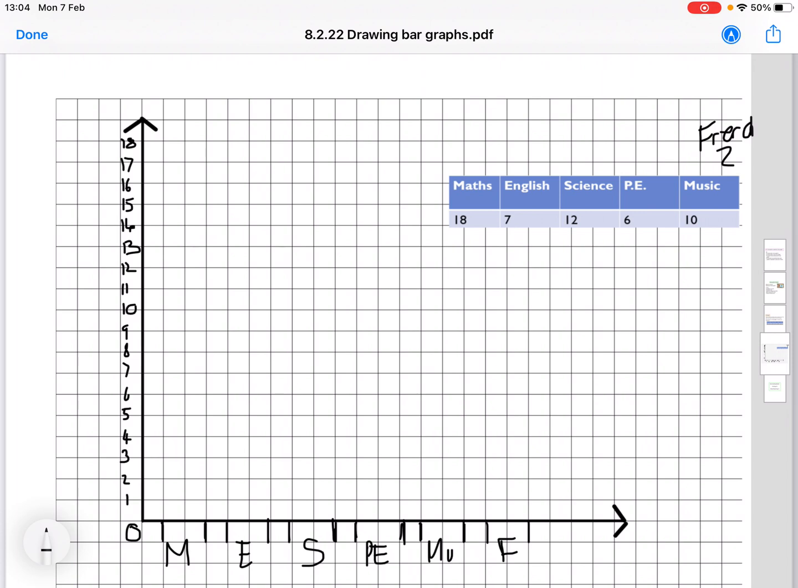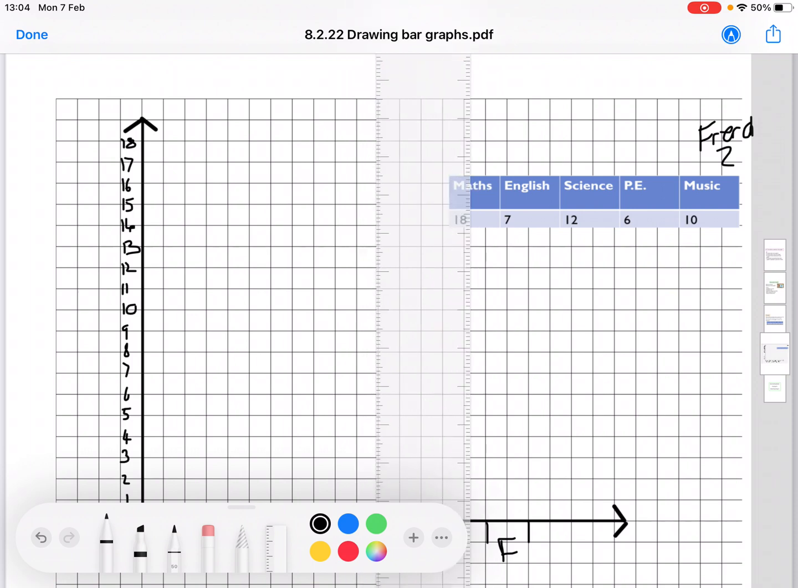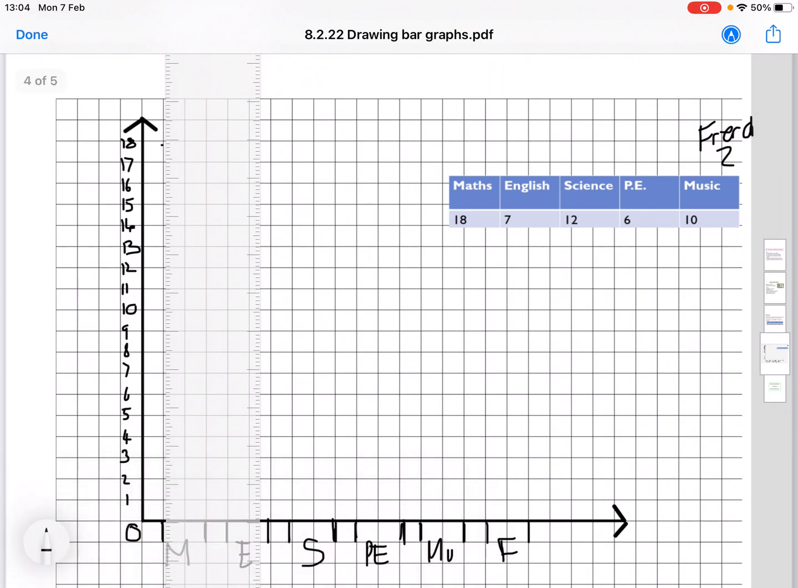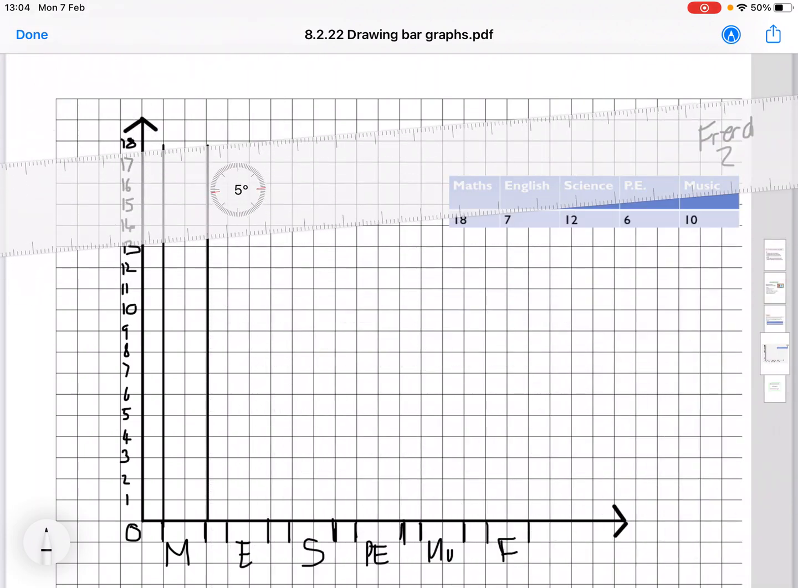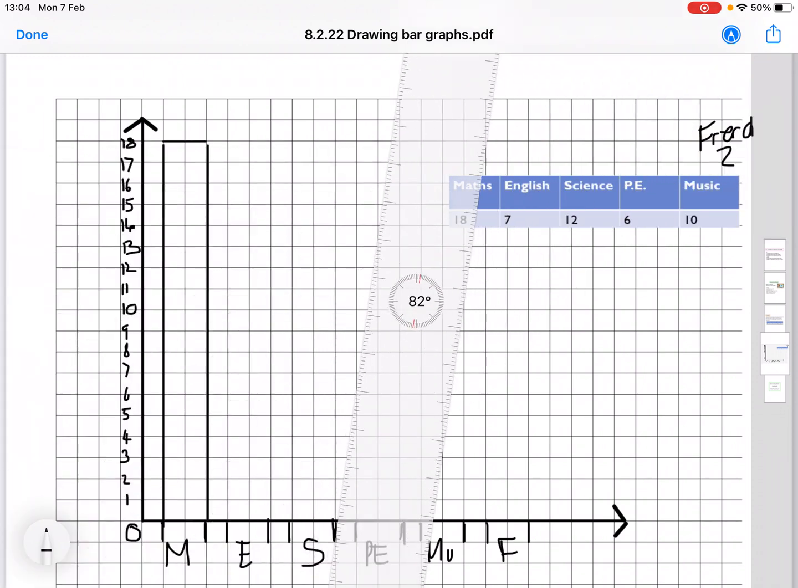Alright, now what we need to do is draw our bars, okay? So obviously you're going to get your ruler out and you're going to be marking off your bars, okay? So the very first one we had for maths was 18. So using my ruler, I'm going to draw my bar for 18. So all the way up to 18, and just across the top there. Okay, and that is my bar for 18.